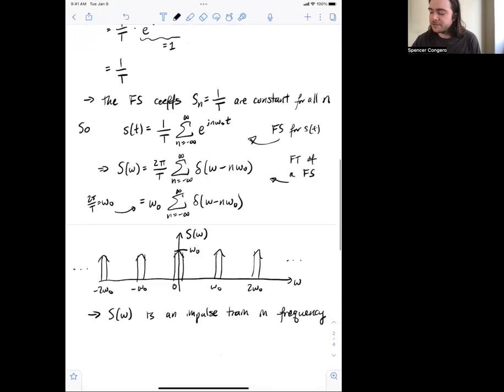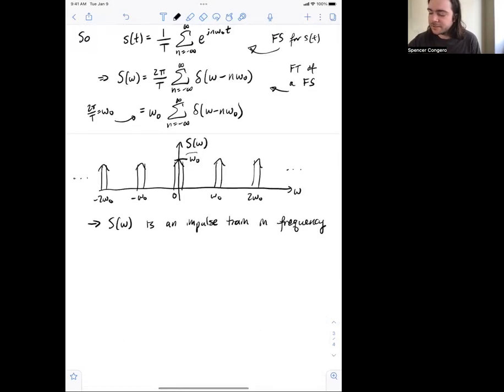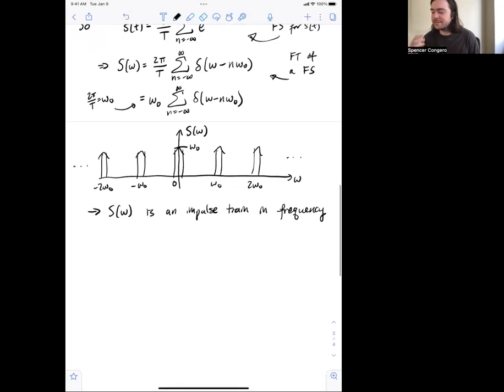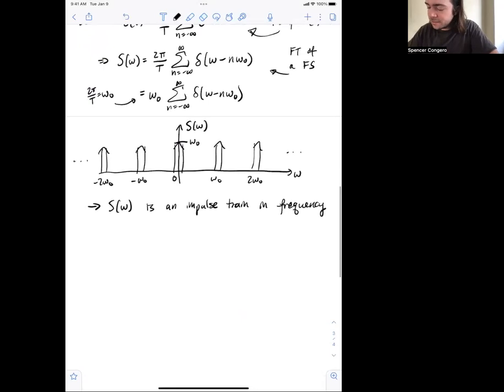And then when we take the Fourier transform, now we have a bunch of delta functions whose heights have been scaled by the fundamental frequency. These delta functions themselves are located at integer multiples of the fundamental frequency, but it's still an impulse train. Okay, so let me summarize that with some pictures.